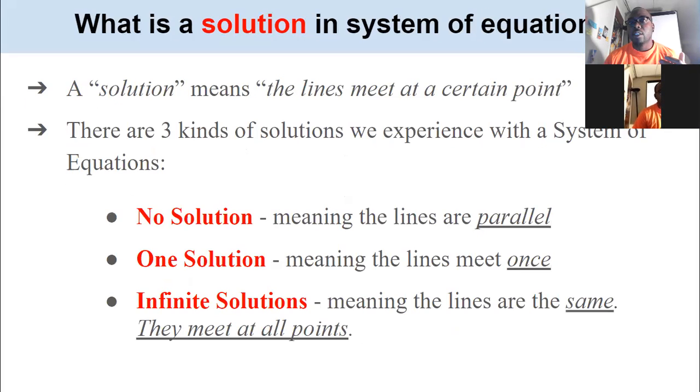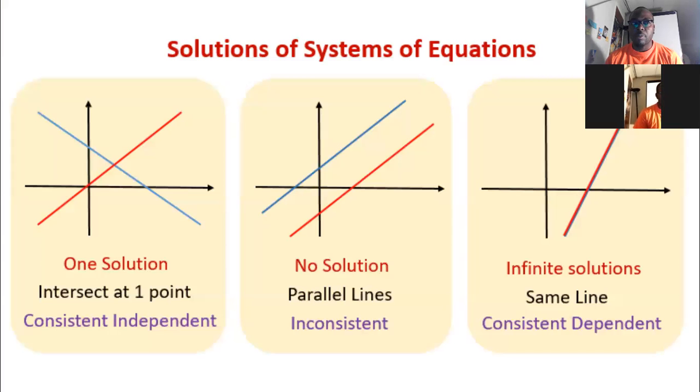So a solution means the lines must meet at a certain point. This is just a quick review. No solution means the lines are parallel. One solution means the lines meet once, and infinite solutions mean the lines are the same. What do I mean by that? One solution, as you can see here, means they cross at one point.